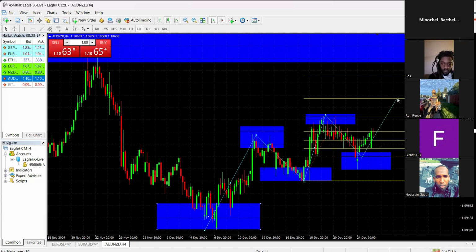See this? Very, very easy to trade AUD and ZD. And this is the type of setup that you guys should be looking for. If you're patient enough and you follow the strategy the way I'm teaching you guys right now, you should be making money. Not every single day or every week. Some weeks it might end up negative, but overall you should be in profit.